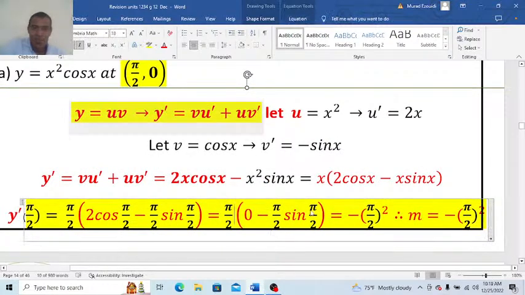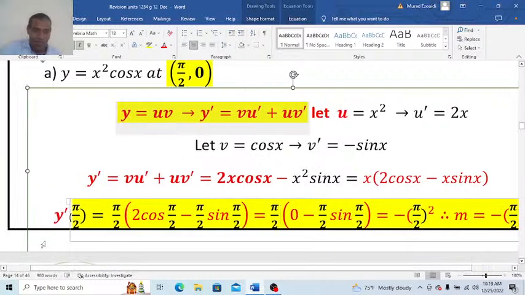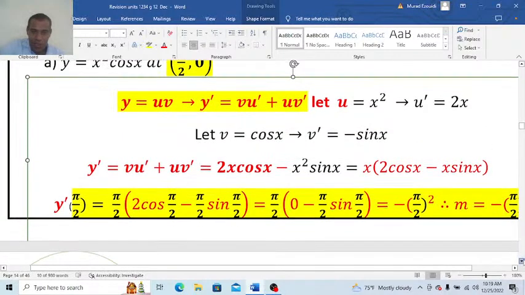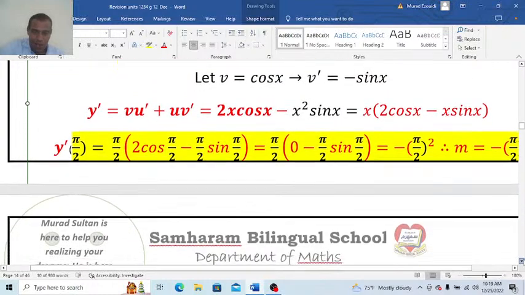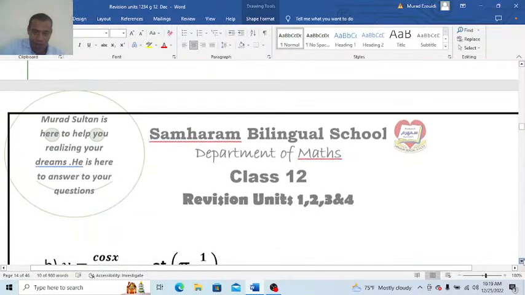So this is, learners, the solution for this question. In fact, it is out of 3 marks, not very difficult and not very easy. Now we move to the next question. Here there is a sub-question B dealing with finding the gradient of the curve at a fixed point.